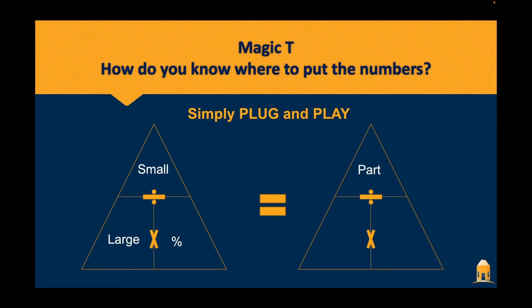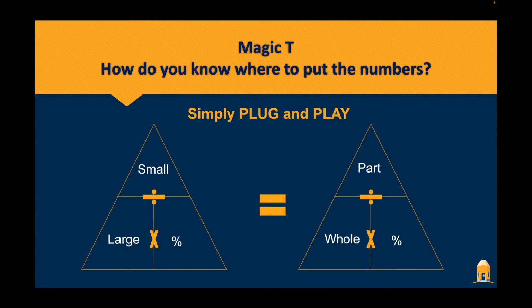Now, some instructors teach it like the right-hand side. They put the part on the top, the whole on the bottom, and the percentage on the right. I teach it, you put the small number on the top, the big number at the bottom, percentage on the right. Does it matter? No, it does not. I just like my students to think about small and big. Is the number going to be smaller? Is the number going to be larger? So that they can remember where to put it.